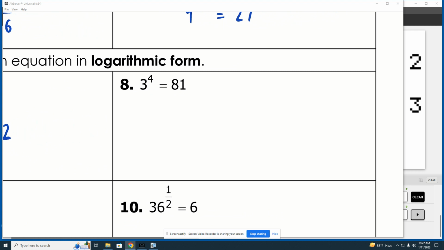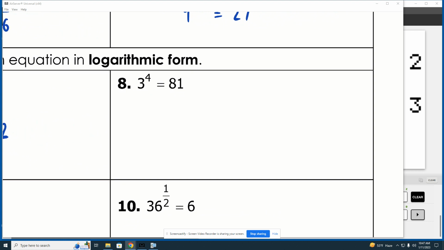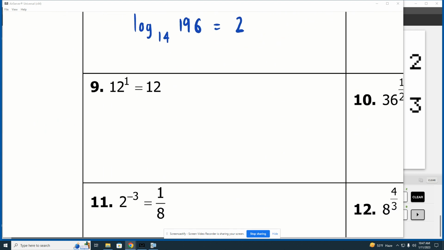If I can't solve a logarithm, what can I do? I can rewrite it as an exponent and then solve. If I can't solve an exponent, then I can rewrite it as a logarithm and solve. They're connected. So if I can't solve one, I can solve the other. How do I rewrite number 8? Log base 3 of 81 equals 4. It's this easy, guys.